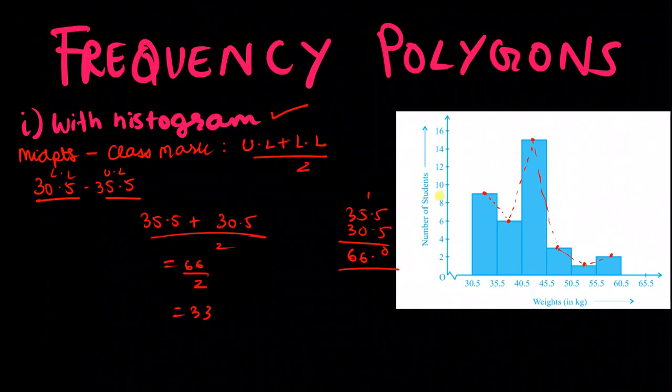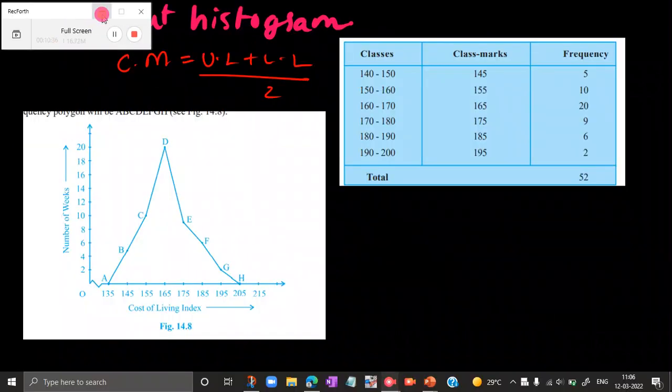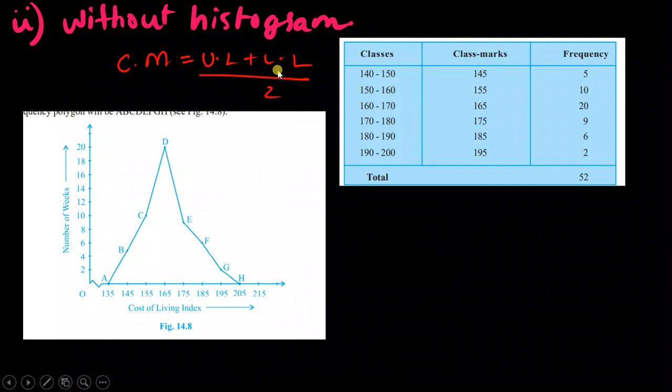So without the histogram, again we will need the midpoints. We will call that the class mark. So again, upper limit plus lower limit divided by 2. Let's take another histogram for example, this table and this frequency polygon. So you will be given the classes or the class intervals and the frequency here.